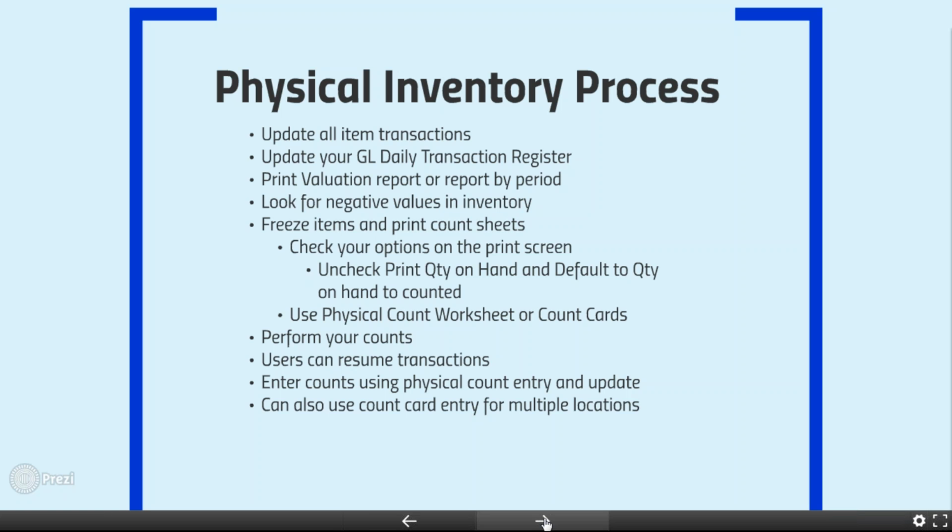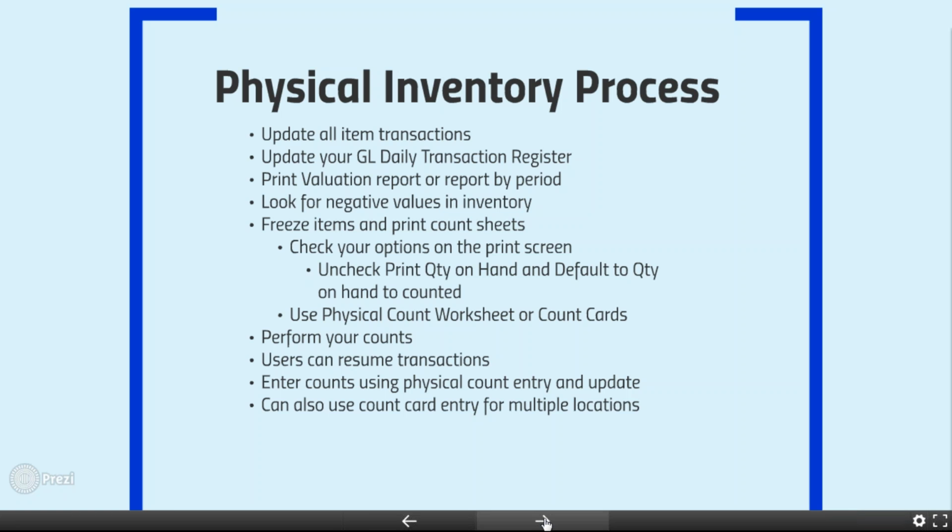When you're printing your worksheets, there are a lot of options for you to choose so that you can get your worksheets looking the way you like. We do recommend unchecking the box for print quantity on hand and unchecking the box to default the count to the quantity on hand. This forces your users to directly count and enter the number that they find. You may find if you include those checkboxes, items may be missed or users might stop counting once they find the required number on hand.